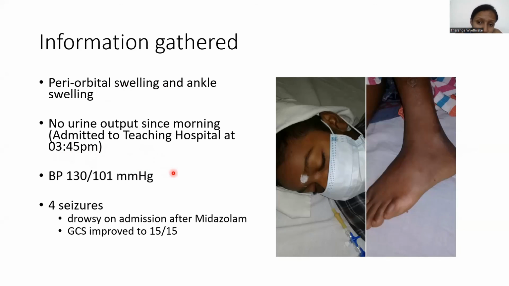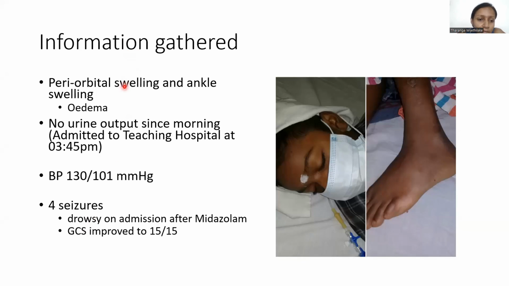When we went through the ticket with the BHT, there had been a few readings for blood pressure like 130 or 101, and a few more readings as well. So altogether, the child has now had 4 seizures: 1 at home, 2 at the base hospital, 1 en route. Right? So he was given midazolam and was a little bit drowsy, but then his GCS improved.